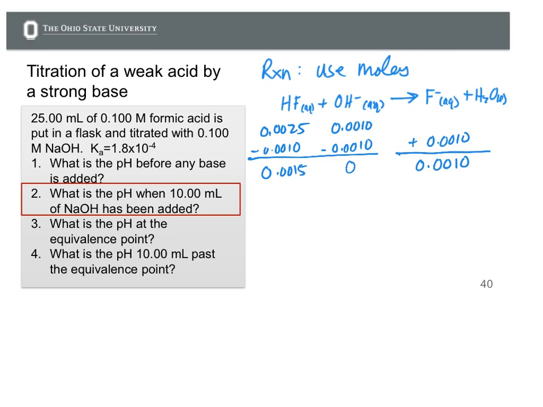Right? We have both HF and F minus in solution. So we have a weak acid and its conjugate base. So we have a buffer. So we can use the Henderson-Hasselbalch equation. pH equals pKa plus log of A minus over HA. If you're ever tired of looking up the Henderson-Hasselbalch equation and want a good way to remember it, pH equals pKa plus log of A-HA. Helps.